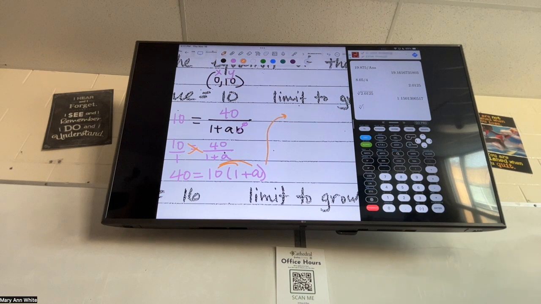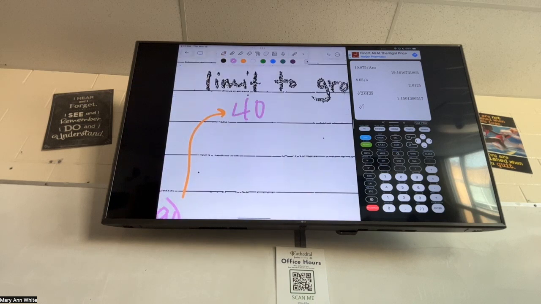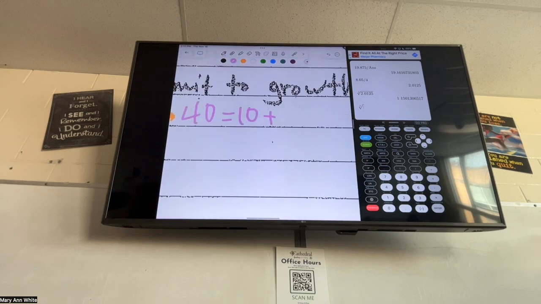Say again. You would have to multiply 1 plus a on both sides, and that should give you the same answer as this. So we get 40 equals 10 plus 10a.